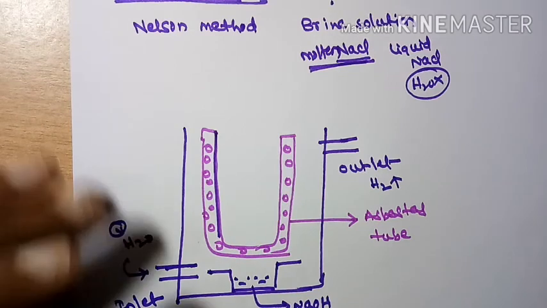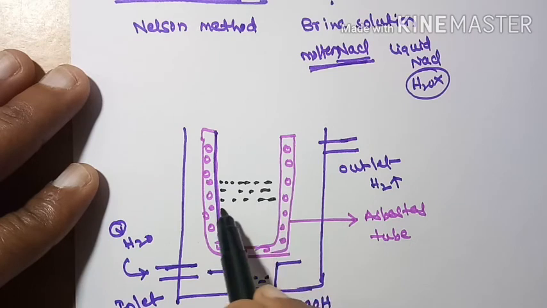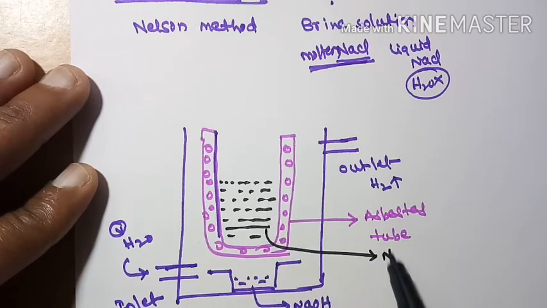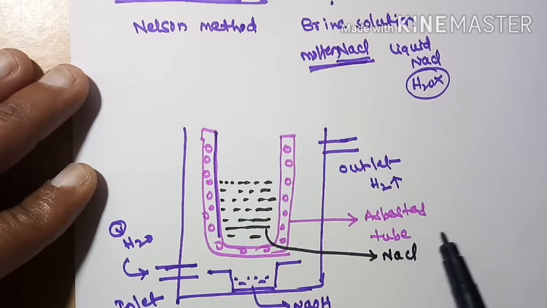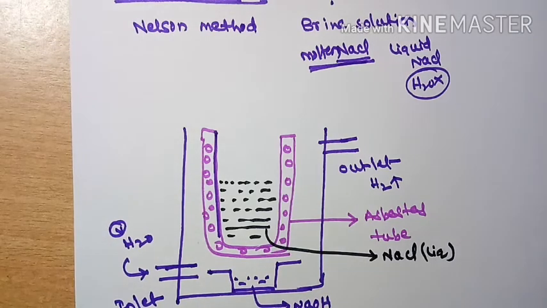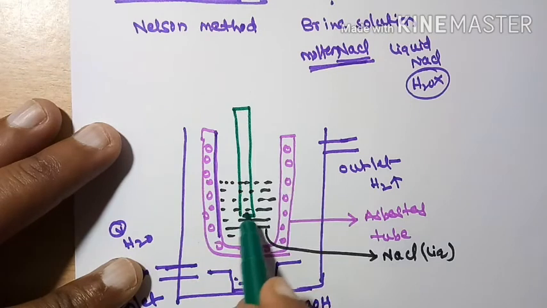In this I took brine solution. It is called a solution, but it is not a solution, it is sodium chloride liquid. After this sodium chloride liquid, I will place a carbon rod here. Graphite rod or carbon rod.